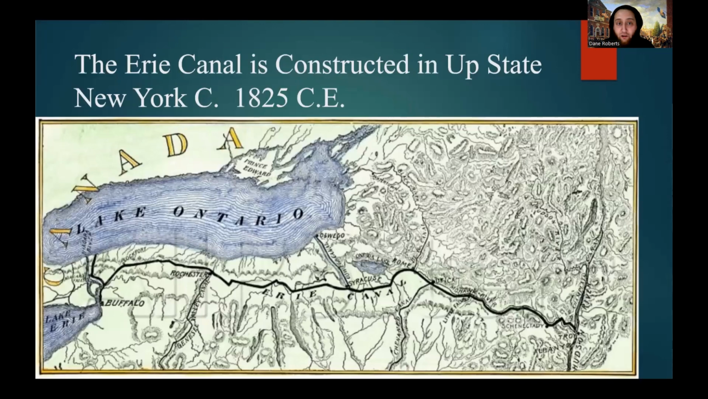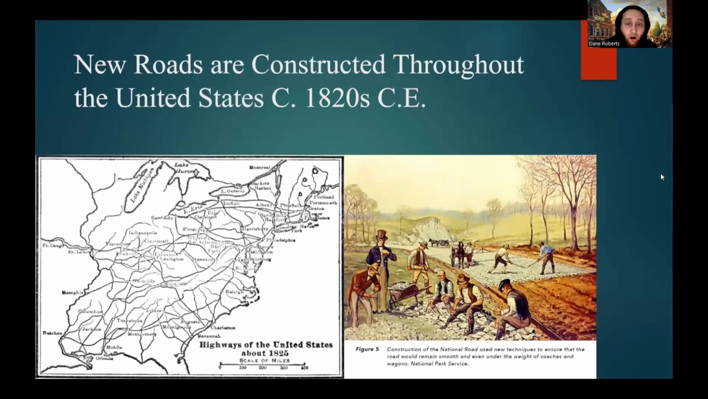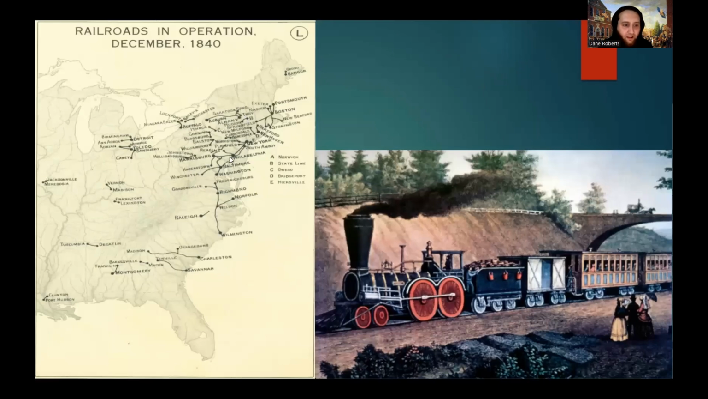In 1825 CE, the Erie Canal, which began construction during the Era of Good Feelings, would finish construction in upstate New York, and then would be followed by the construction of more canals in the Northeast between 1825 and the 1840s CE, which you can see in this map here and here. Also, despite events such as the vetoing of the Maysville Road Act, new roads would be constructed throughout the United States, as seen in this map here and this picture here during the 1820s CE. And with the invention of steam locomotives, railroad tracks would begin to be constructed throughout the United States between 1829 and the 1840s CE, as seen in this map here.